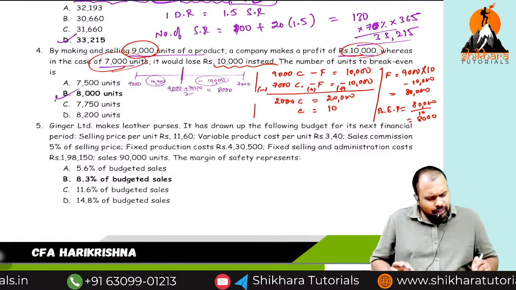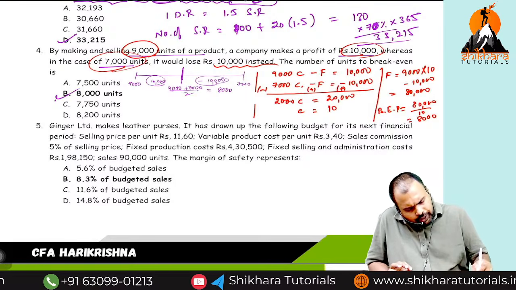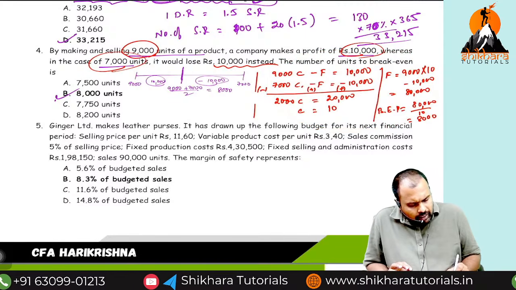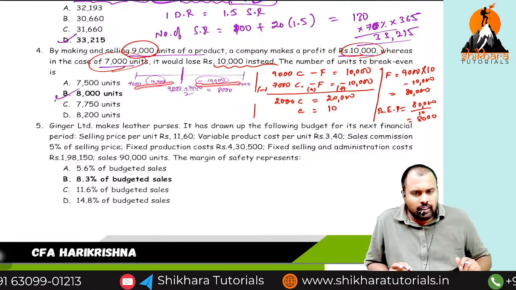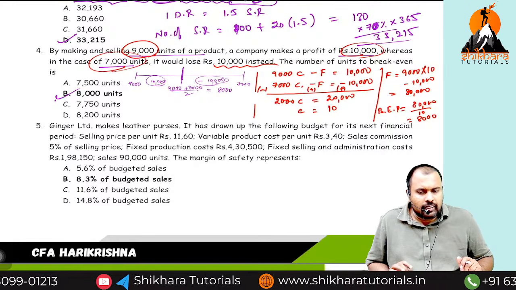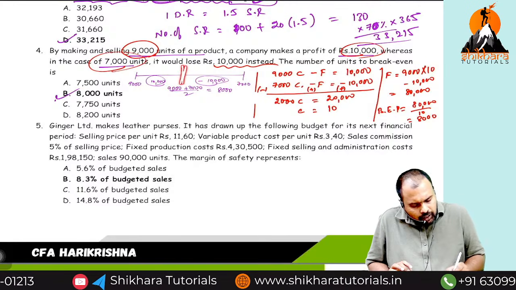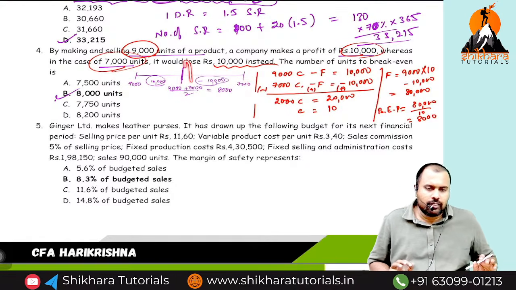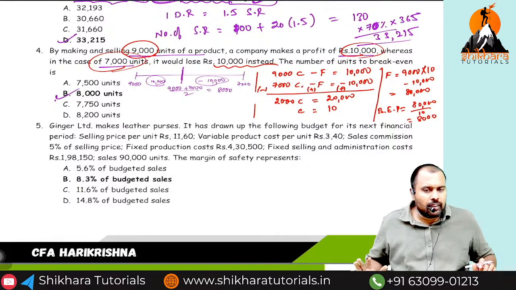But no need to do such calculations, sir, because it's an MCQ, right? We know that anyhow it changes proportionately. So this side 10,000 profit, this side 10,000 loss. As it changes proportionately, the break even value will also be exactly the middle of the units, which is nothing but 8,000 units. In seconds we can complete this MCQ, sir.